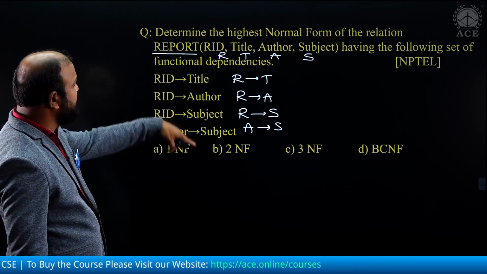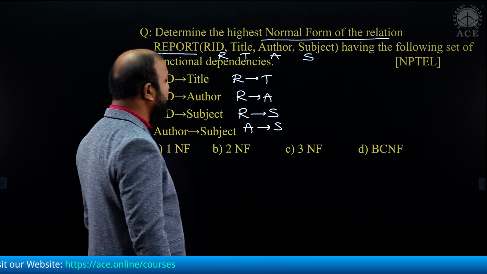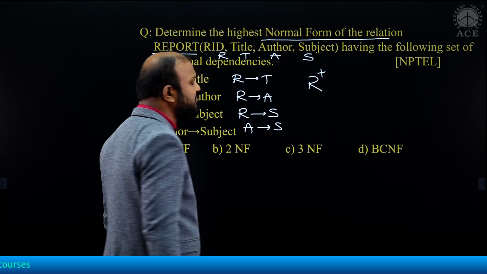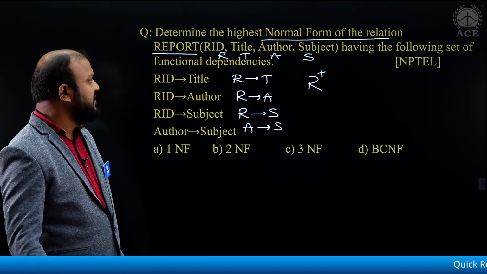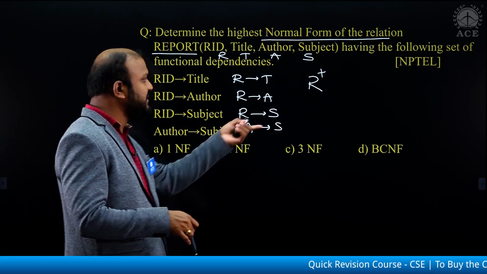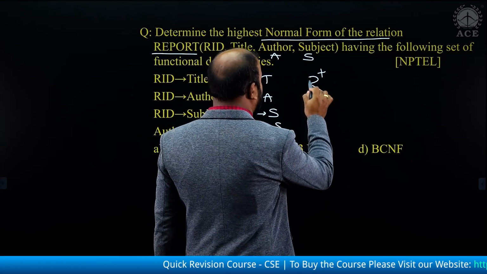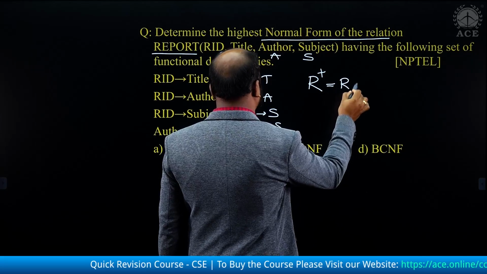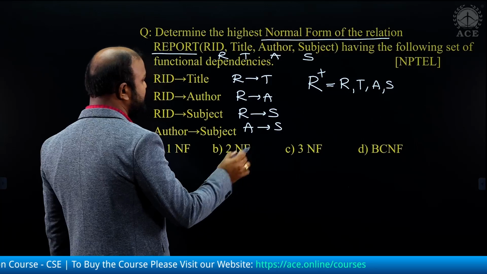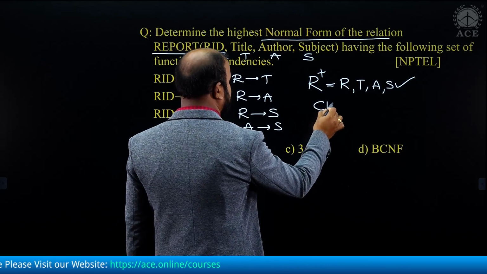Here this is the relation given and the question is the highest normal form of the relation. Now what is the key for this relation? I always find the normal form by taking the closure of the LHS of dependencies, first finding the key. Based on keys and dependencies, I determine which normal form it is satisfying. When you take the R closure, you get R, T, A, S. All attributes done.